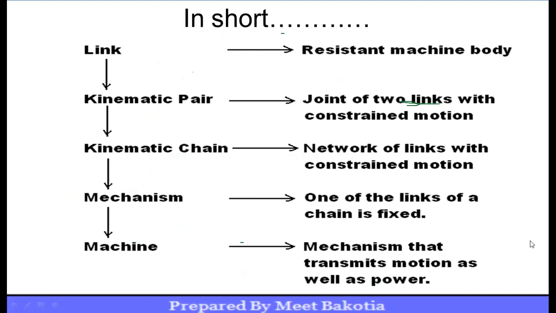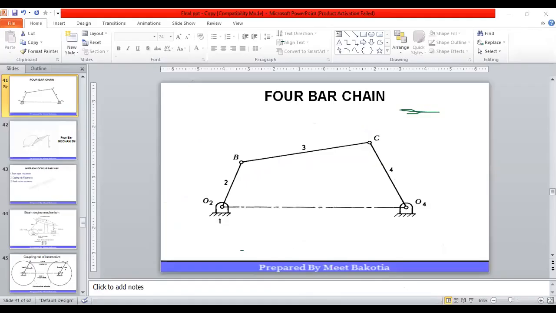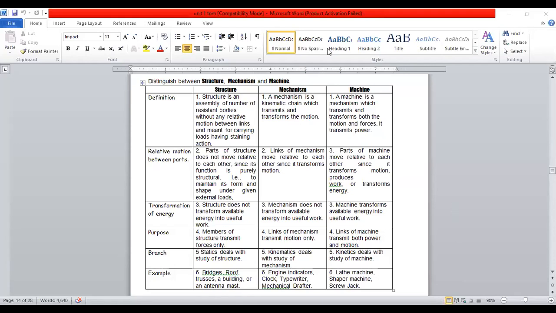You could understand this. Moving ahead, guys, before I move ahead to the inversions of mechanism, I would actually like to explain to you one of the questions which is asked in your university exam, which is the difference between structure, mechanism, and machine. How do we define it? The structure is an assembly of a number of resistant bodies without any relative motion between the links. So when there is no relative motion, it becomes a structure. They are just meant for carrying loads.